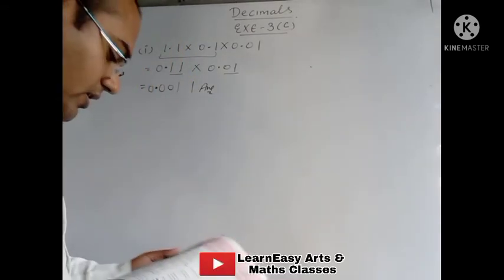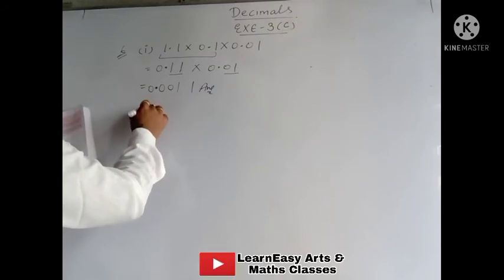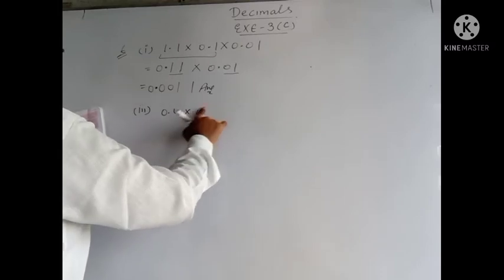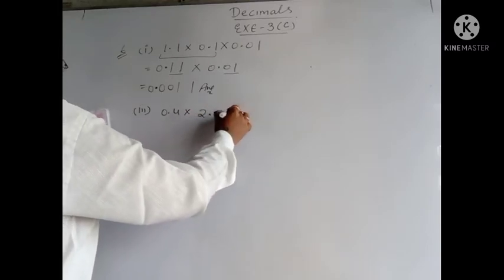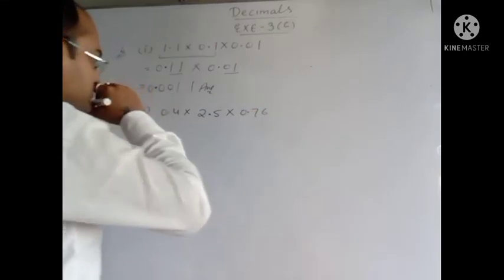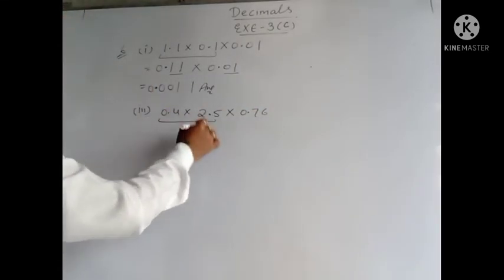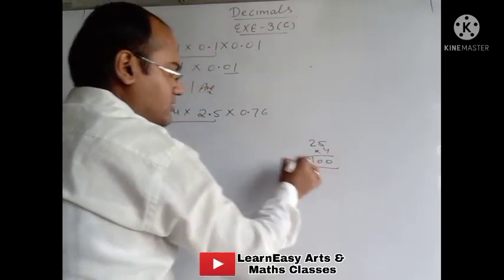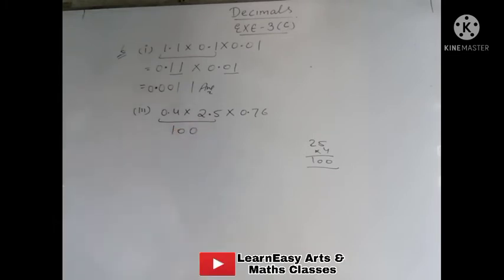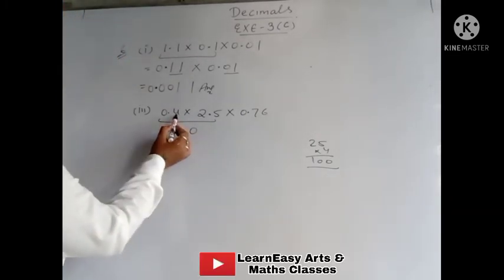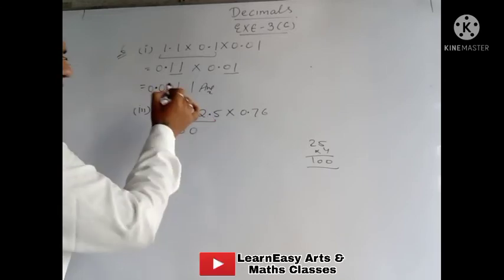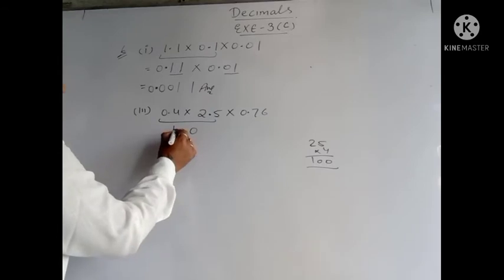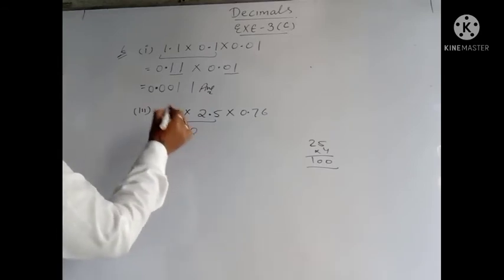Now see part number 3. Third part, 0.4 multiplied by 2.5 multiplied by 0.76. First of all, we will multiply these first 2 numbers. 25 and 4 we have to multiply, the answer will be 100. So here we have to write 100. Now we will count the decimal. Here the decimal is before 1 digit. Here also the decimal is before 1 digit. So in total, before 2 digits we have to put the decimal. 1 digit, 2 digits. So here we will put the point.